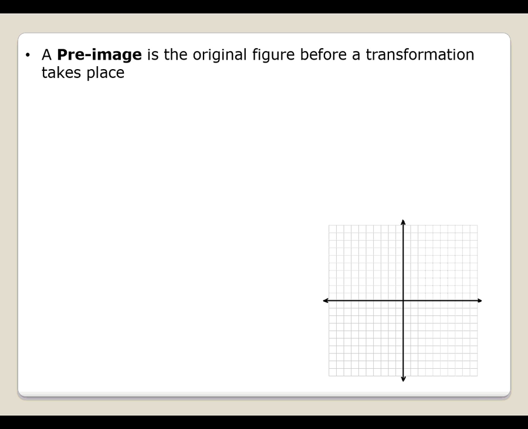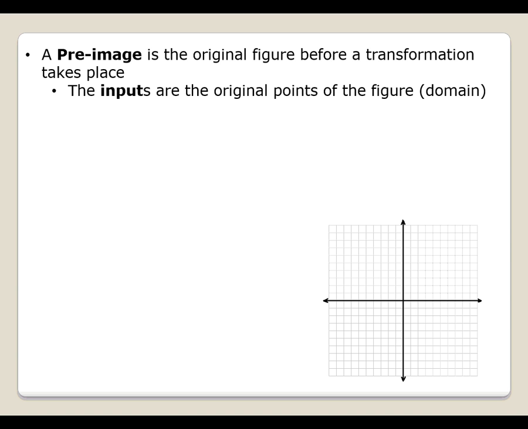Okay, so the first thing we're going to talk about is the pre-image. This is going to be the original figure before a transformation has taken place. So the figure will always be called the pre-image before it has moved around. Another word for pre-image is the input, which again are the original points of the figure. This can also be called domain. So we have pre-image, inputs, and domain. Holy hot dog, right? Three things mean the same thing.